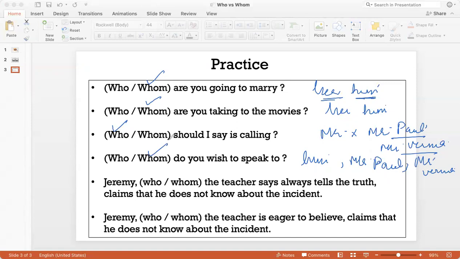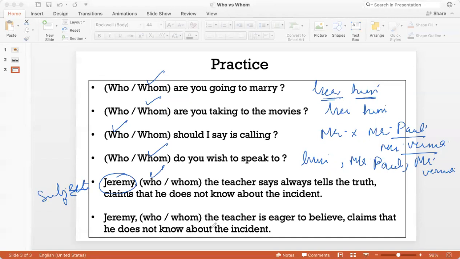Jeremy, who or whom the teacher says always tells the truth, claims that he does not know about the incident. Jeremy, who the teacher says always tells the truth. So this is a way of saying Jeremy, who always tells the truth. Jeremy is the subject here, right? So who?